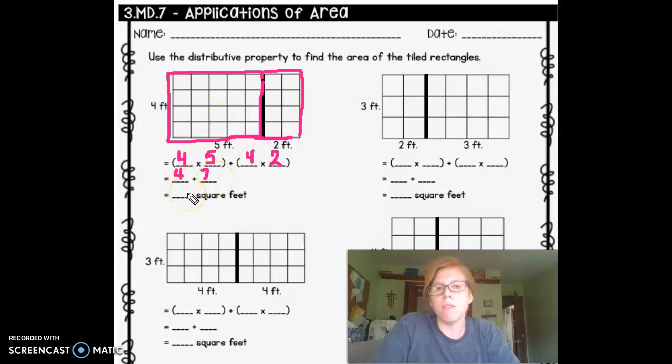And then you are to solve this. So 4 times 5 is 20. And 4 times 2 is 8. And 20 plus 8, because you're adding the area of both rectangles, is 28. All right? And that's how you are going to solve the problems on this piece of paper.